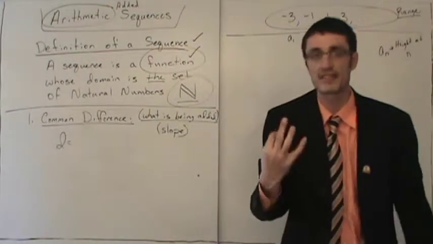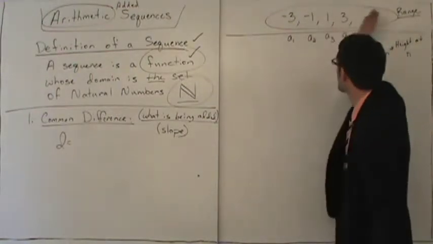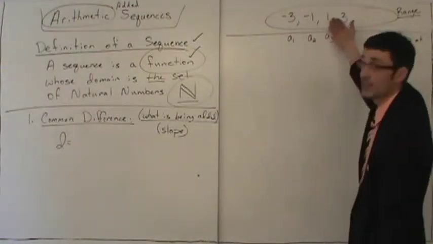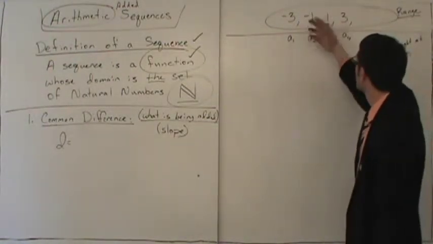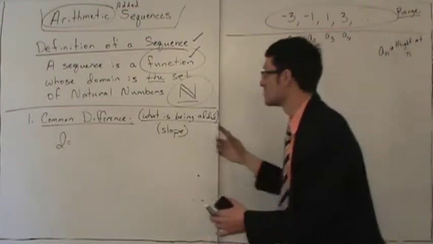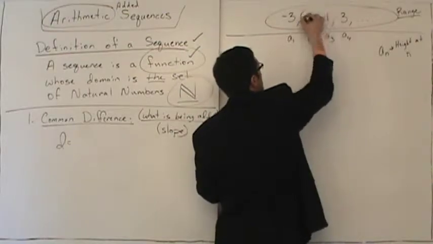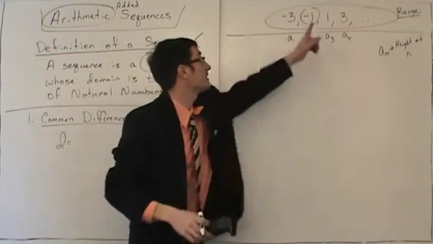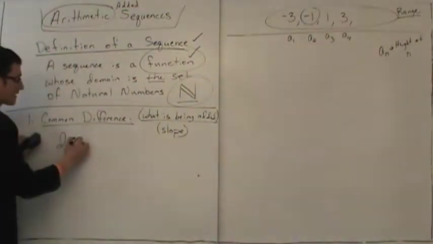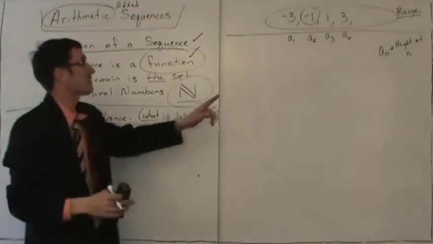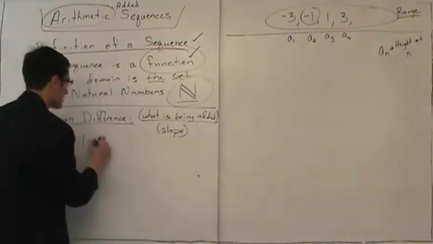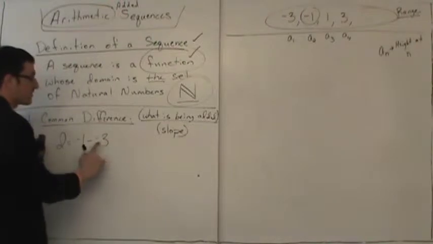But how do you find this if it's not obvious? It's not always easy to look at a sequence and tell what the common difference is. So if you were trying to find common difference, this is what you do. You take the second value. In this case, the second height is negative 1. So take the second value, negative 1, and subtract the first value, negative 3. Take the second, subtract the first.